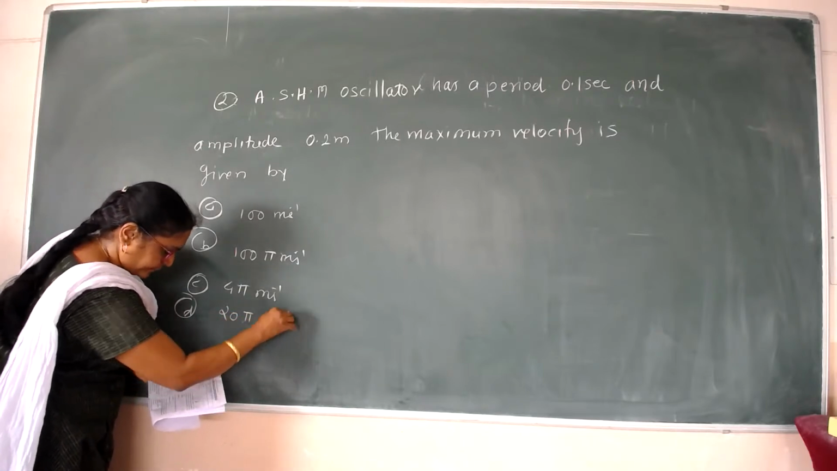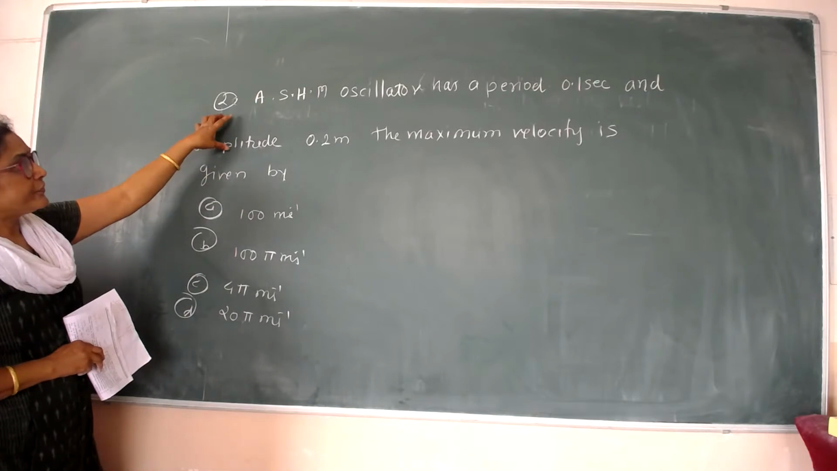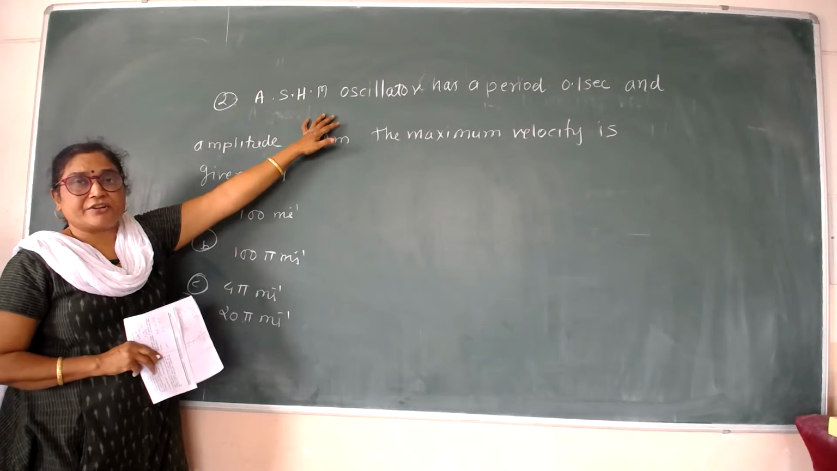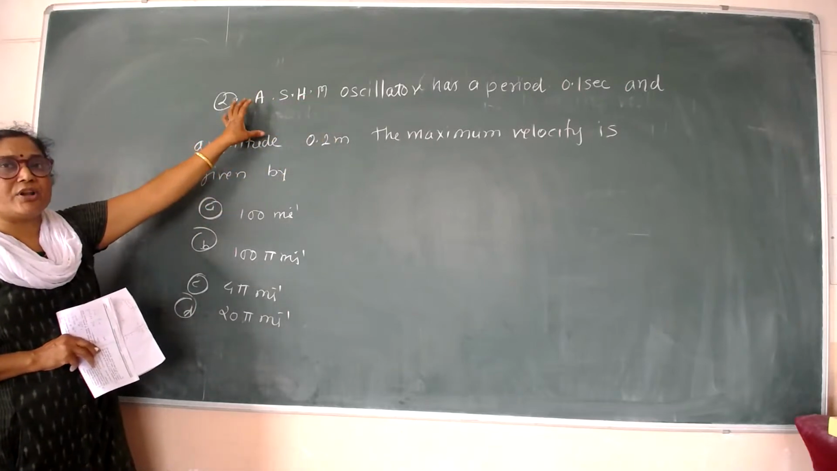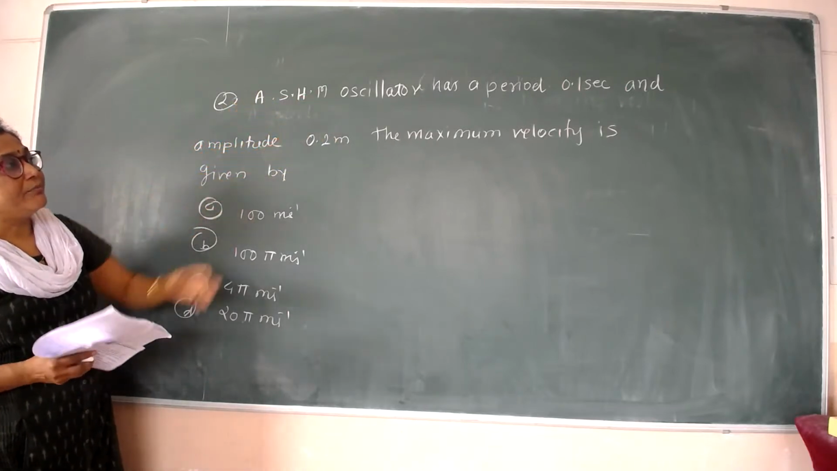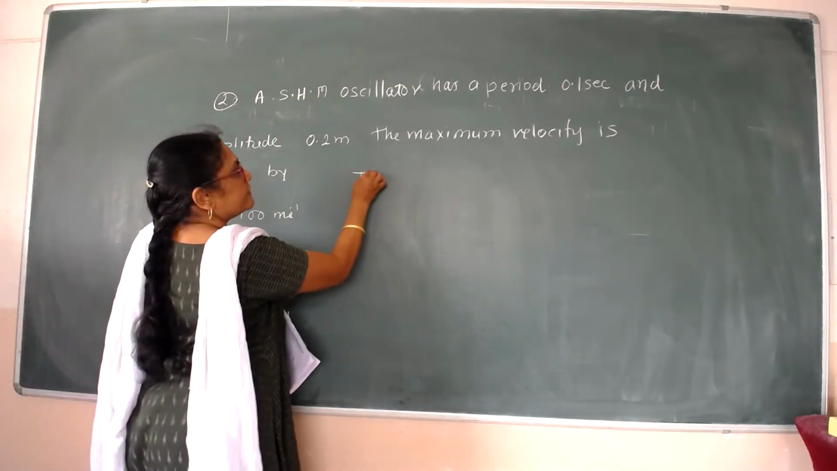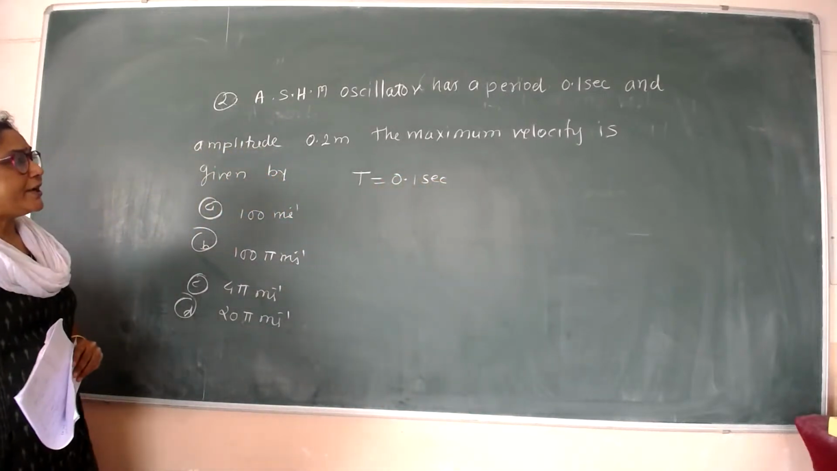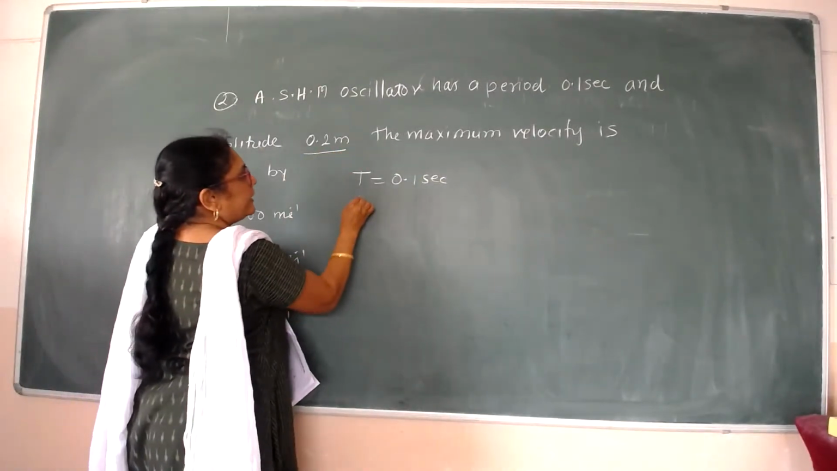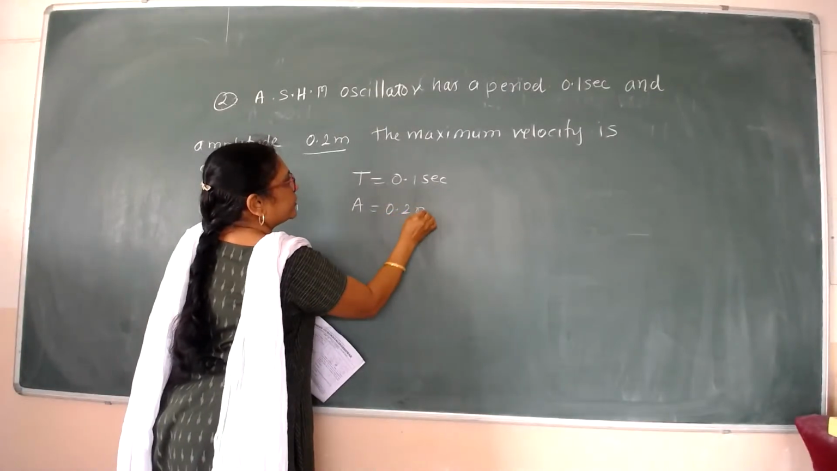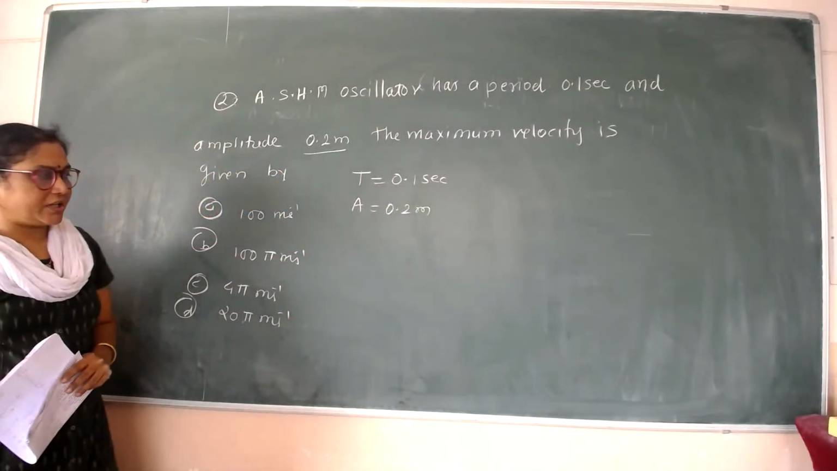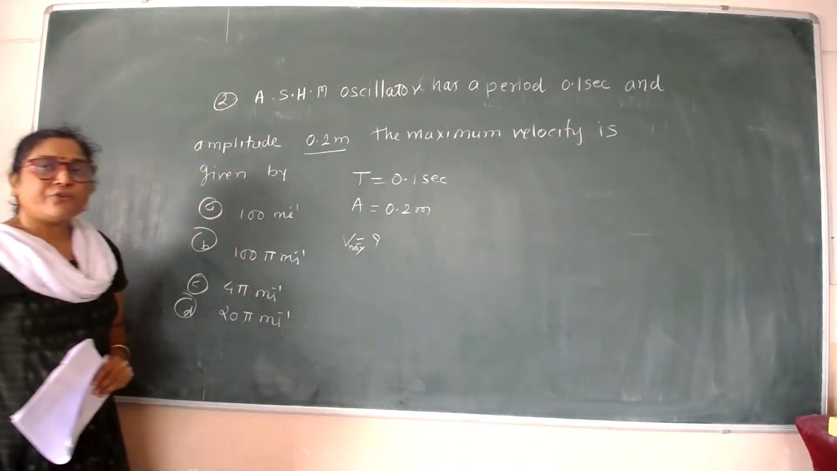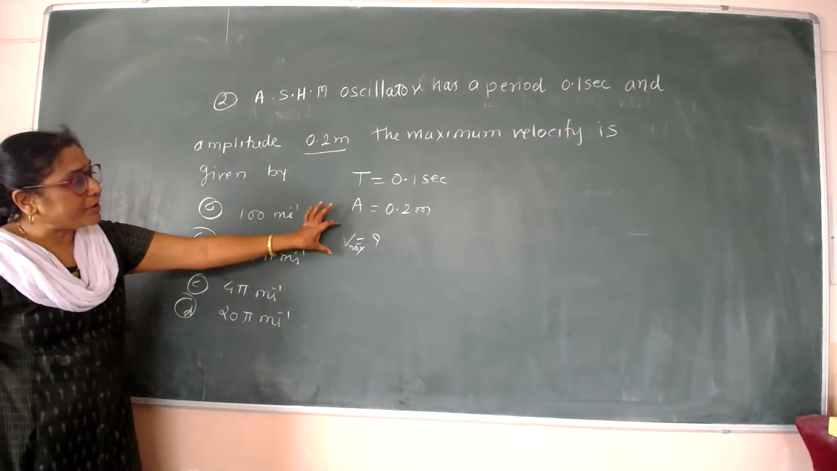So here a simple harmonic oscillator means a body which executes simple harmonic motion and has a period. In this question the time period is given, T equals 0.1 second, and the amplitude A equals 0.2 meter. What is the maximum velocity? What is the related formula for v?